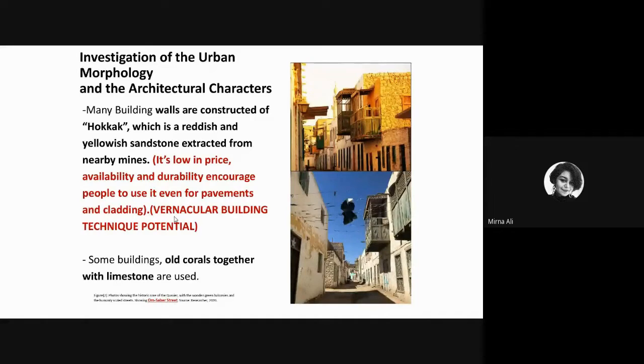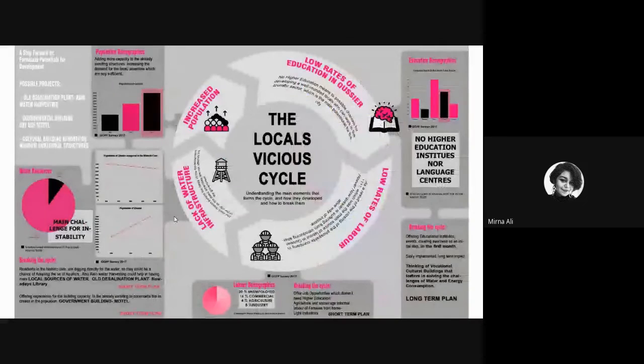So because this is a local resource, and some of the buildings there are still existing using this material. So next, please. In terms of summing up all the data we had for COSER and the problems, we had a vicious cycle for the locals, which can be divided into four main parts: the low rates of education on COSER, the low rates of labor, the lack of water infrastructure, and aside from this, we're having an increase in population coming from outside to work in the tourism sector, and they are not from the locals. So how can we solve this vicious cycle?